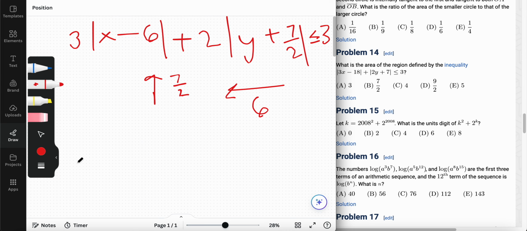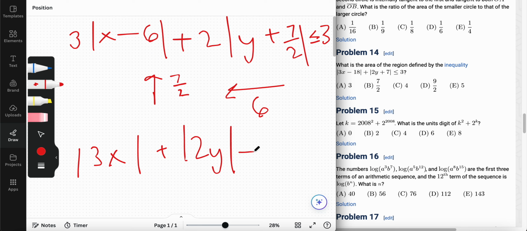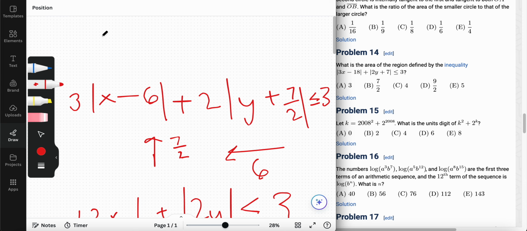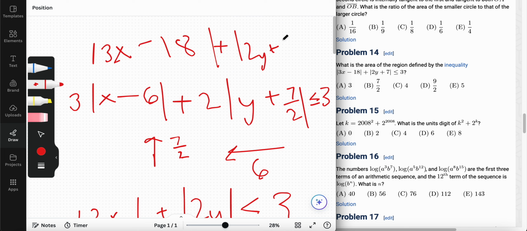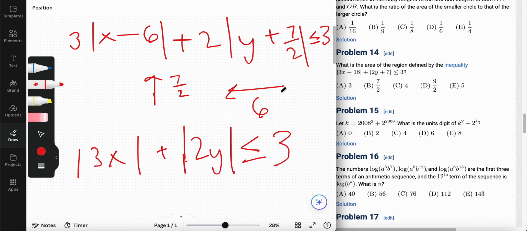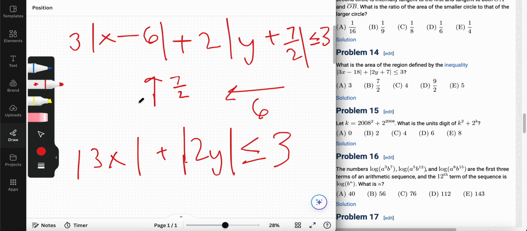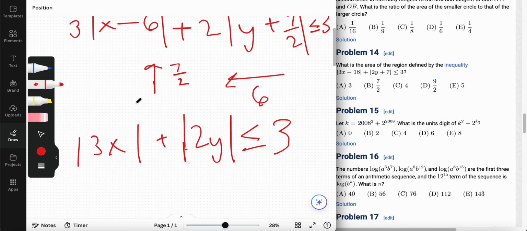So then what it would be is 3x plus 2y, and this would just go away. Oops, sorry, this should be less than or equal to 3. The original equation was something like this: 3x minus 18 plus 2y plus 7 is less than or equal to 3.